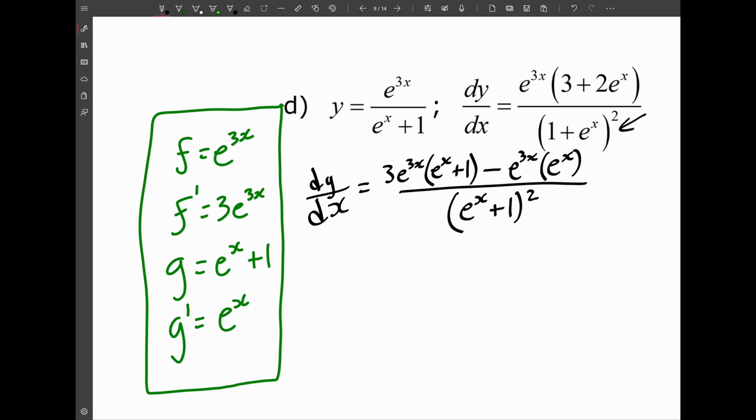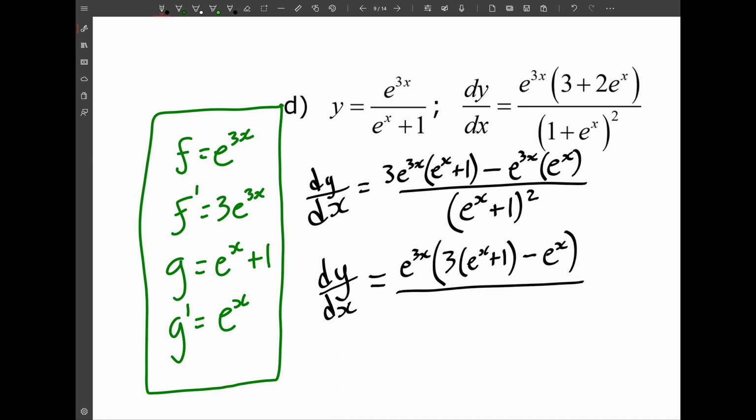You might notice that in the thing we're trying to do, the bottom is pretty much the same. It just switched the positions of 1 and e to the x, which we can easily do because addition is commutative. We can switch the order. I'm also going to note that e to the 3x is on the outside in my solution, so I'm going to factor that out of everything. So this is e to the 3x, and then what I'm left with is 3 times e to the x plus 1, minus e to the x, all over, and I'm just going to switch the order of these to get it out of the way. So hey, the bottom's all taken care of.